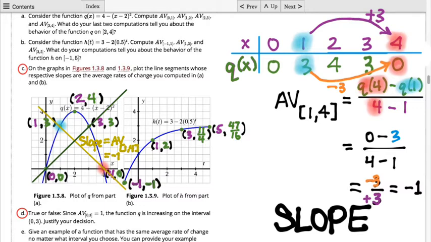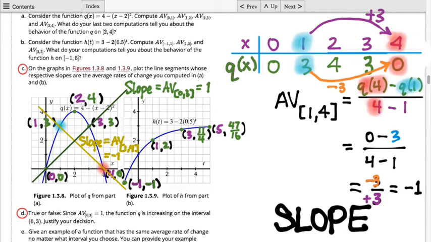And so let's take a look at the question. Since the average rate of change on the interval from 0 to 3 of this function is equal to +1, the assertion is, therefore, this function is increasing on the interval from 0 to 3. What do you think? True, false? If I read this question, is the function q increasing on the interval from 0 to 3? A lot of you said you were leaning towards true.